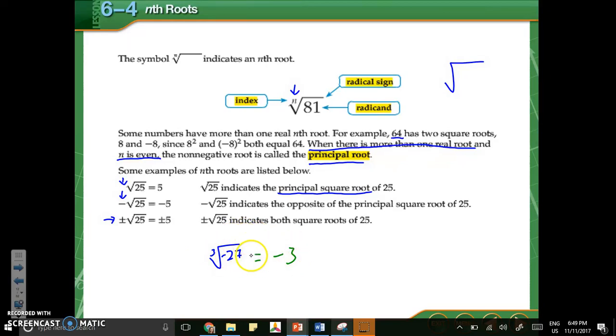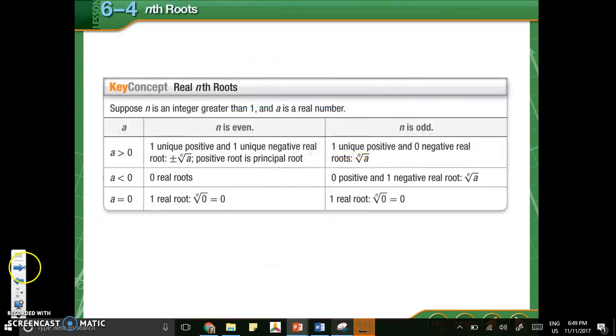Okay, so in that case, we don't have more than one. It's only when n is even and we have more than one root that we talk about principal roots and opposite of principal roots. Okay, let's look at what we're talking about here. Here we're still thinking about the nth root of a, where n is the index and a is the radicand.